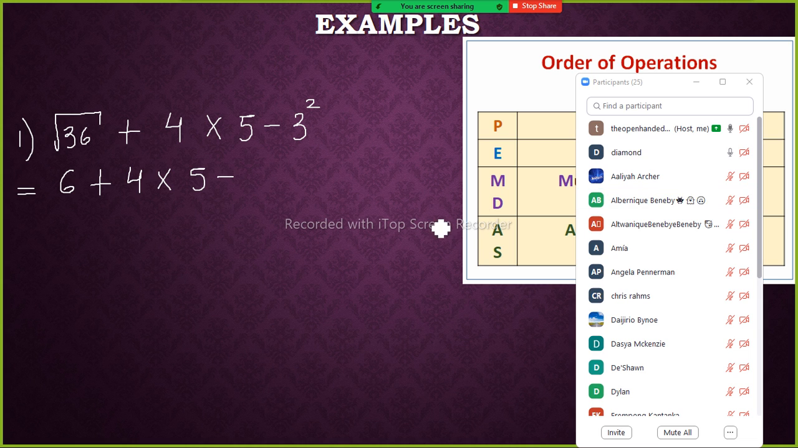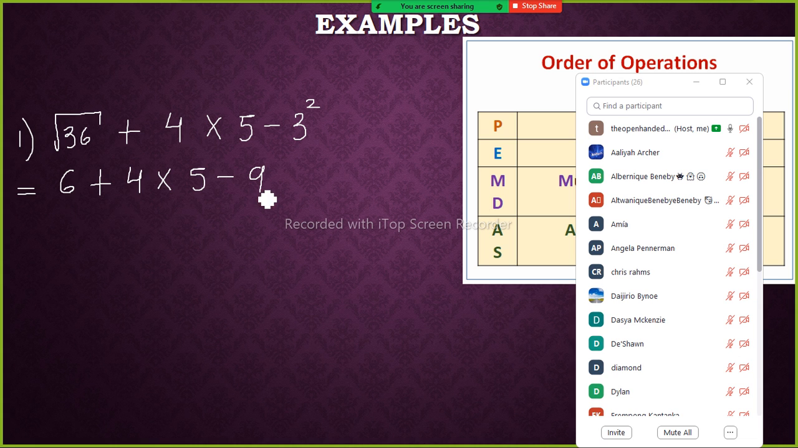Okay, so the next thing we do, after we do the square root of 36, we bring down the 4 times, and then it's going to be 3 squared. What is 3 squared? Anyone can answer? 3 squared is 3 times 3. We saw that before in the last slide. What is 3 times 3? 9. Very good. It's 9.